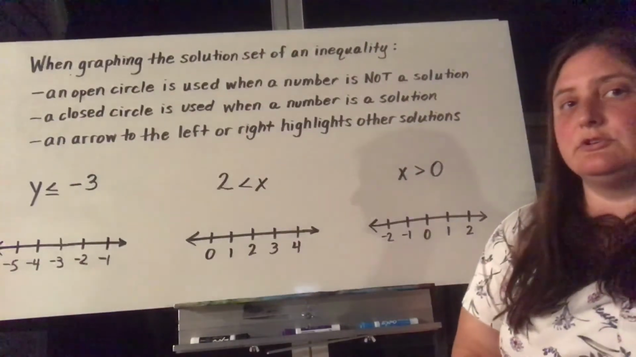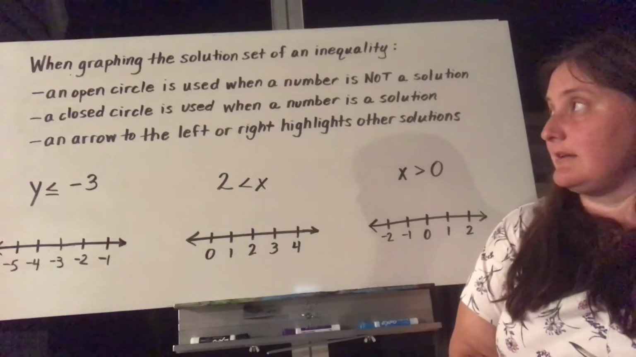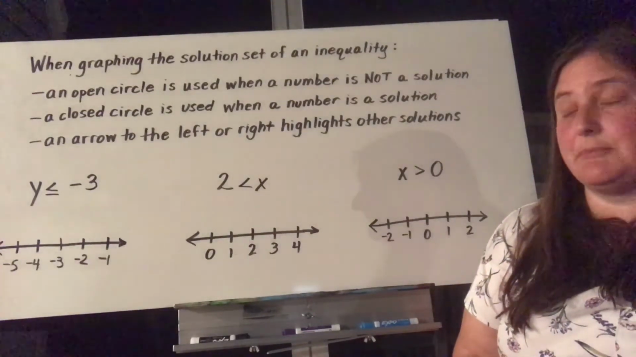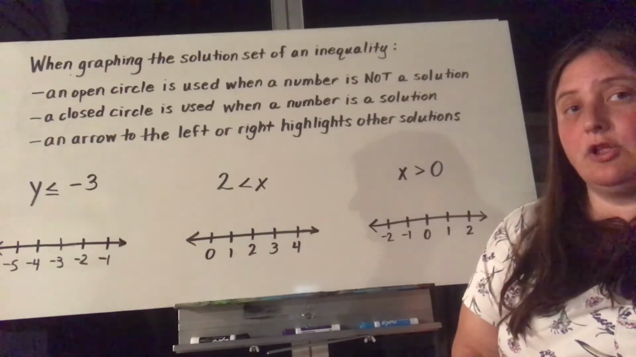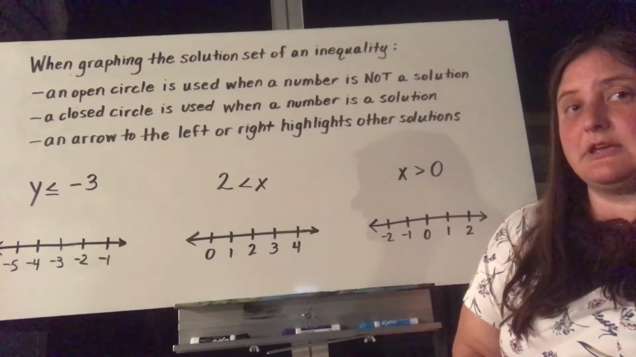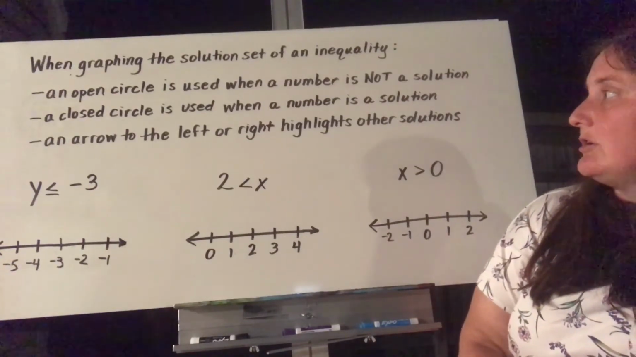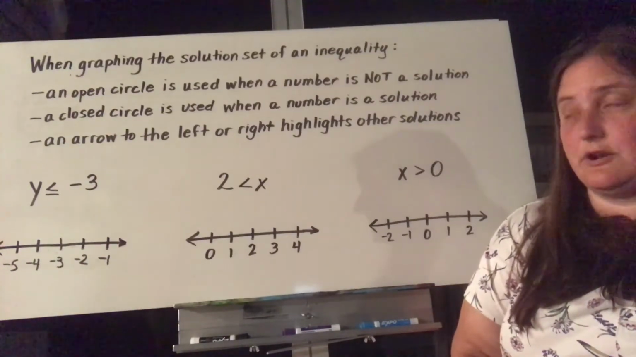When we're graphing solution sets for inequalities, we have to keep a couple key ideas in mind. We're going to use an open circle when we're graphing on the number line and the number we're graphing is not part of the solution, a closed circle when the number we're graphing is part of the solution, and an arrow that goes to the left or the right to highlight all other solutions for the inequality.